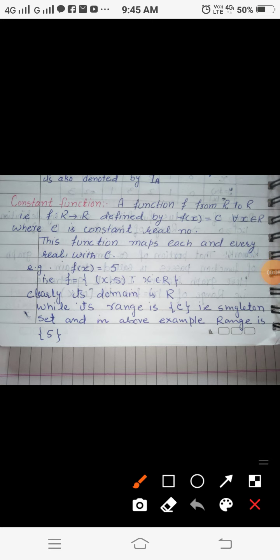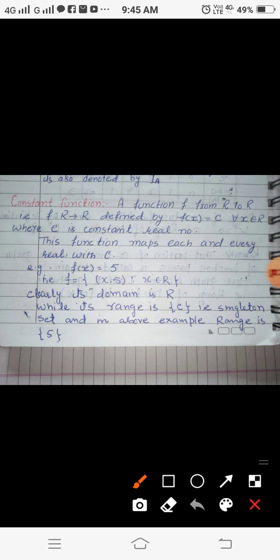We are discussing the special functions. Yesterday we discussed the modulus function and the identity function. Today we will continue this very topic and we will define another function, that is the constant function.